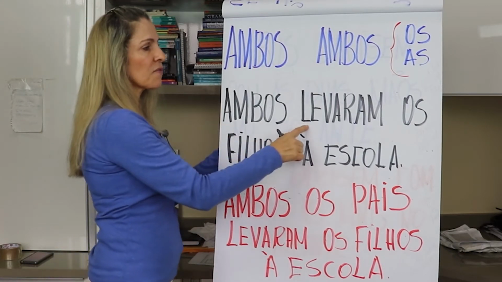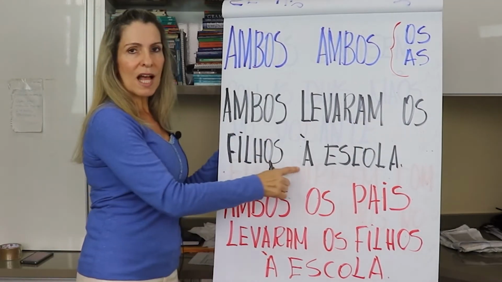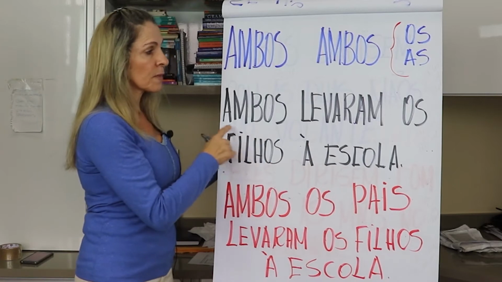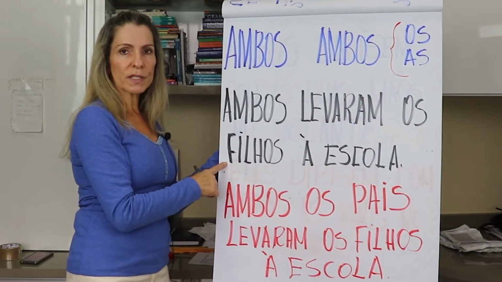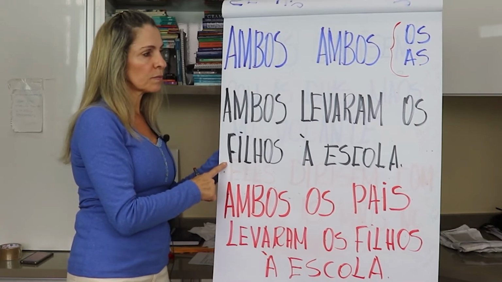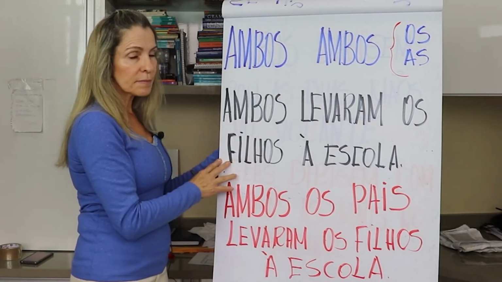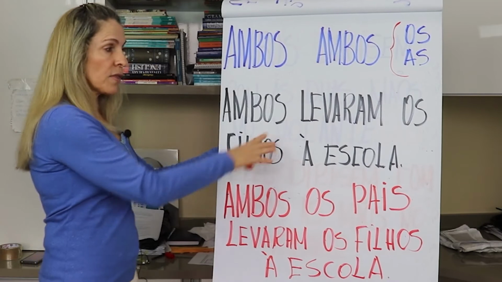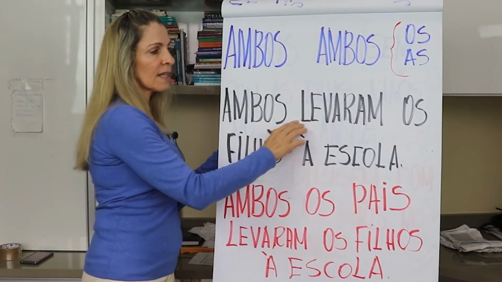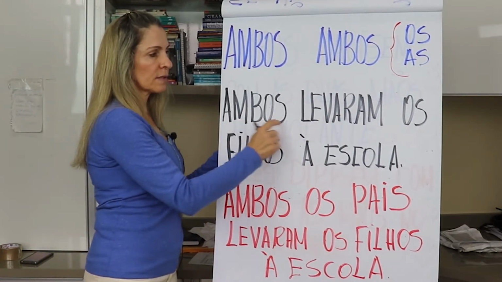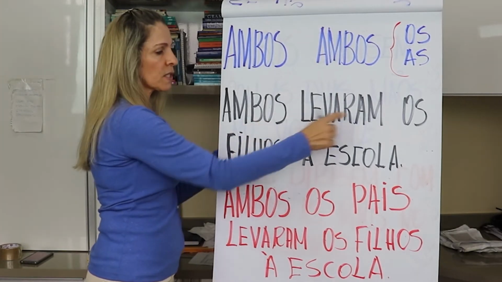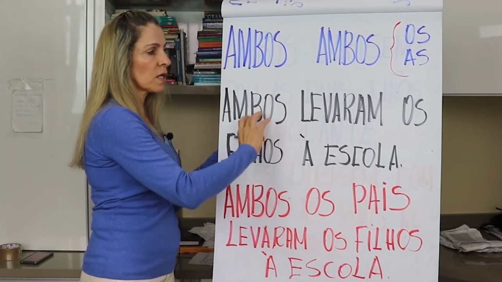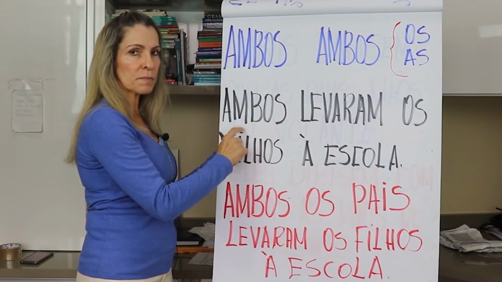Ambos levaram os filhos à escola. They both took their children, their kids to school. Okay? No article. Ambos levaram. Ambos. Both. Verb. Both took their kids to school. So, no article here. After both.